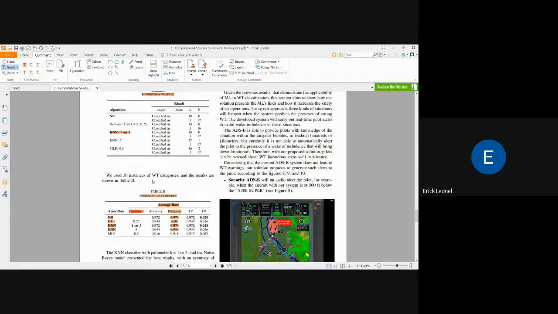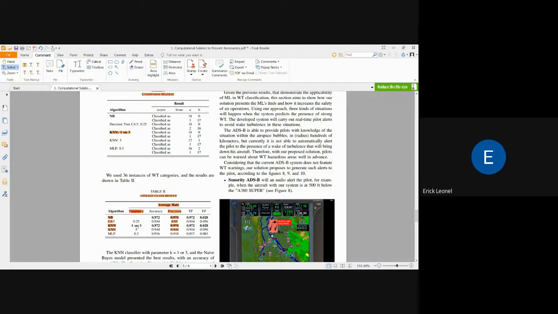We can see that the KNN classifier with parameter 1 or 3 and the naive Bayes model presented the best result, with an accuracy of over 90%, as we see here in table 2. The decision tree model had an accuracy of over 94%, which is similar to KNN with the parameter K5.